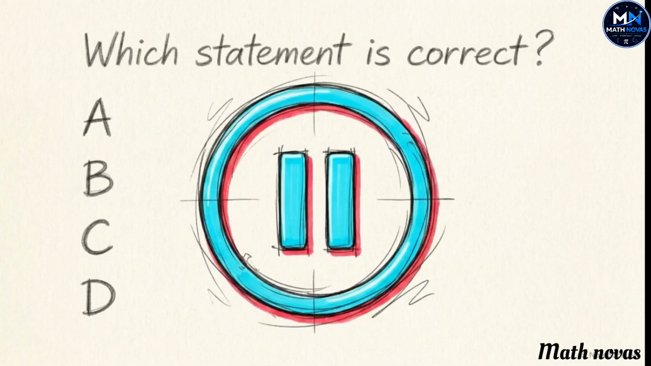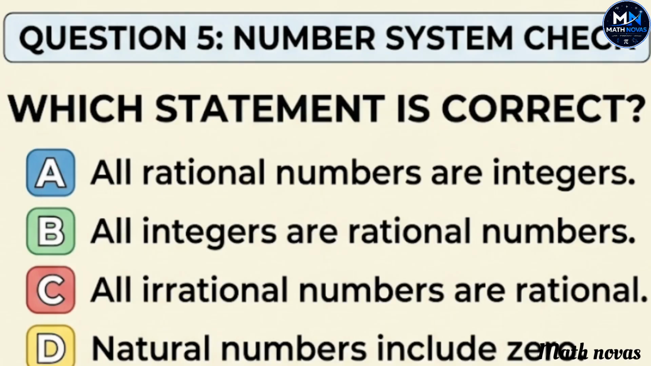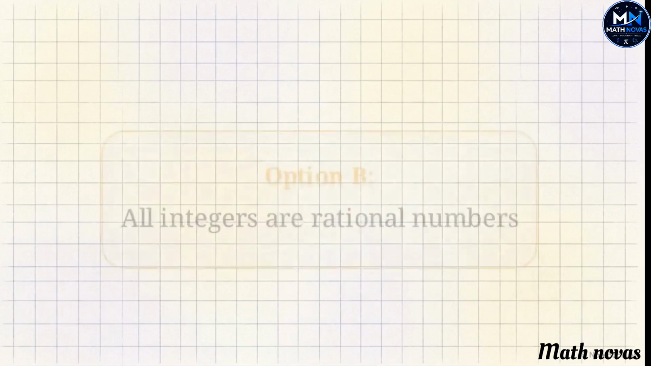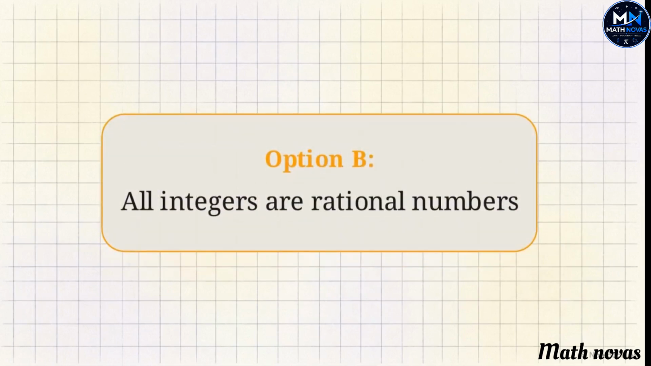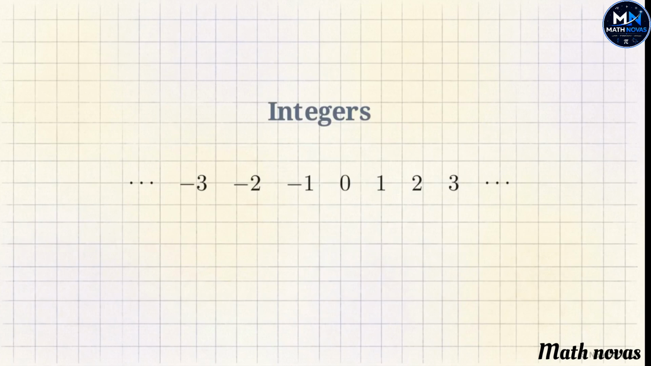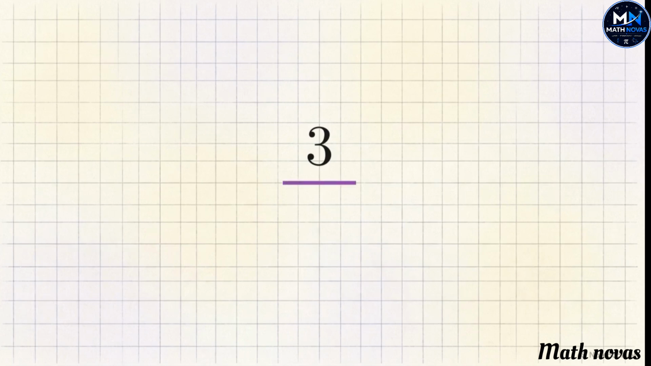Now, question 5 tests how these number sets relate to each other logically. Pause the video for a moment, read through these statements, and see if you can identify the correct relationship on your own. The correct rule is option B. All integers are rational numbers. This works because any whole integer can easily be written as a valid fraction. For instance, the integer 3 easily translates to the fraction of 3/1.